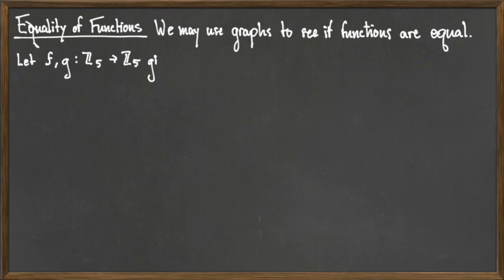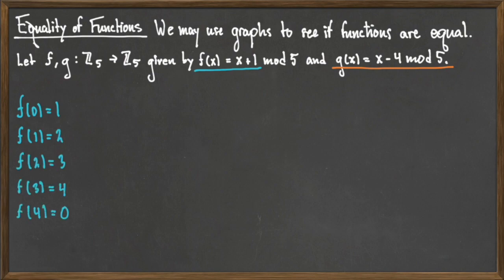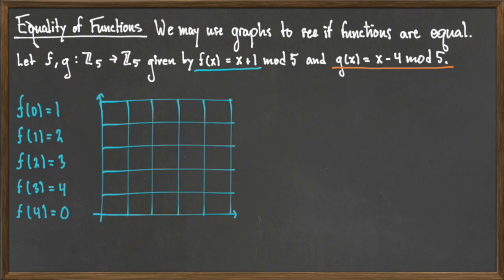Let f and g be functions from Z5 to Z5, where f is defined as x + 1 mod 5 and g is defined as x - 4 mod 5. By evaluating f at 0 through 4, I obtain the following values. To get its graph, I will draw my axes like I've done before, make a grid, and start filling out all of the corresponding values. That is, since f evaluated at 0 was equal to 1, I would fill out the square (0, 1). Since f evaluated at 1 was equal to 2, I would fill out the square (1, 2), and so on.